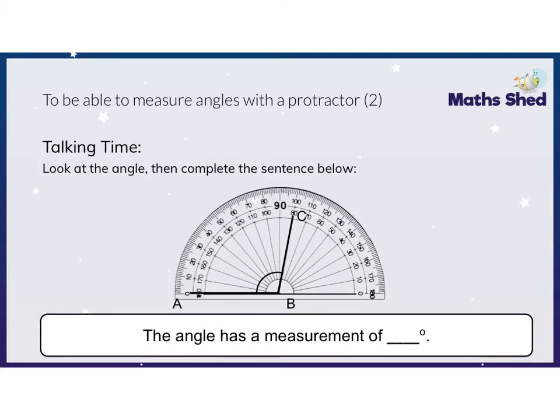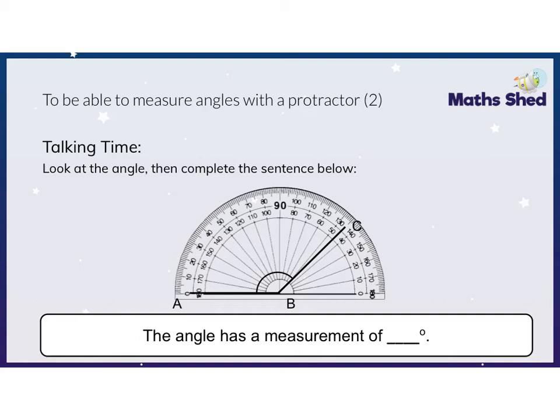Okay, so look at the angle, then complete the sentence below. The angle has a measurement of how many degrees? So they've already lined up this protractor for us. We're looking at angle A, B, C, so we're looking at this angle here. So we've started at 0, the outer scale, and we're going to go all the way around past 90 degrees. And this line, you can see the number 80 first, but remember that's coming from this inner scale, and we're not using that, we're using the outer scale. So it is 100 degrees, which means it's an obtuse angle.